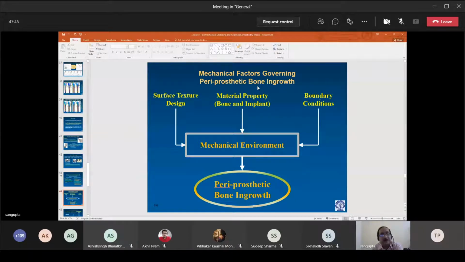Boundary conditions. So, implant bone relative displacements are the boundary conditions, and these boundary conditions will influence the mechanical environment to a great extent, and thereby periprosthetic bone ingrowth.